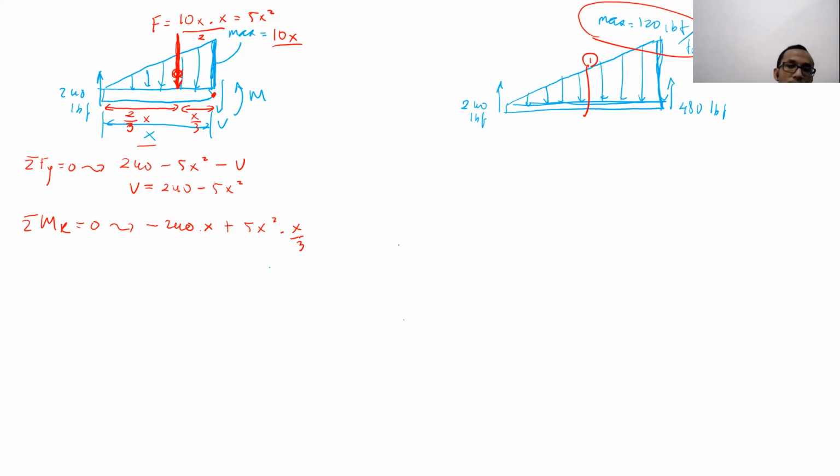I think that and the moment. Yeah, you are missing the most important one. Yes, M there. Okay, counterclockwise positive equal to 0. So M equals 240x minus 5x squared times x over 3. 240x minus 5 over 3 x to the power of 3, like this, right? Yes.